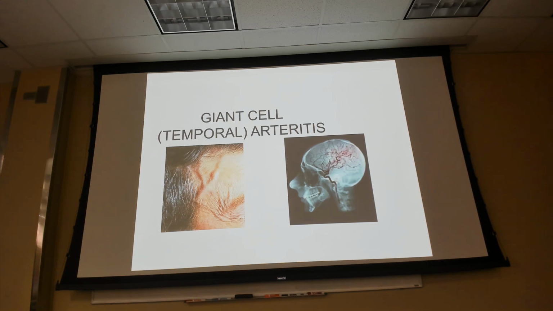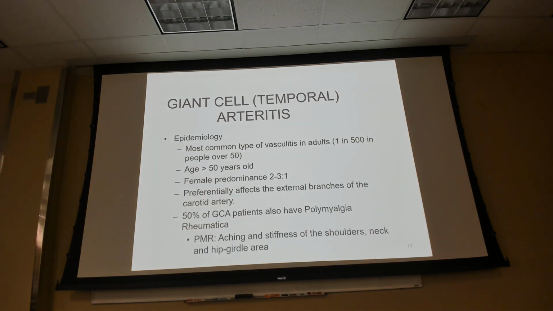Temporal. You can see on the picture to the left, you can absolutely look at that and see it. Yes, you will palpate it as well, but it's seen. You can also do some imaging there to show that there is some enlargement of that artery. GCA is the most common type of vasculitis in adults. This usually occurs if an individual is aged over 50 years old.